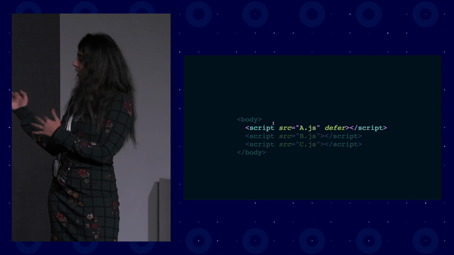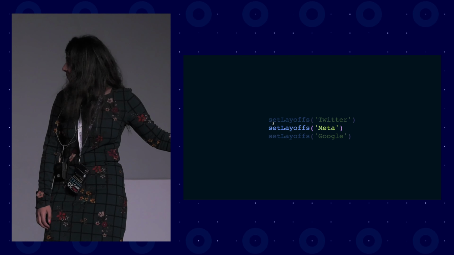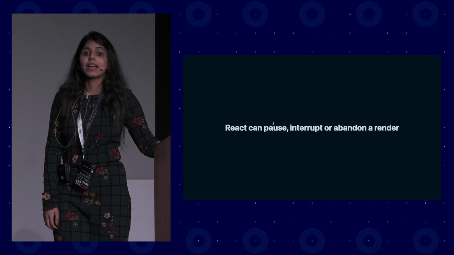So before React 18, React would process the state updates in the order in which they are written. Like in this case, first Twitter will do the layoffs. After that, it's Meta, and then Google. But now in React 18, you can tell React which state updates are the urgent ones and which have the lower priority. So now React can pause, interrupt, and abandon a render.